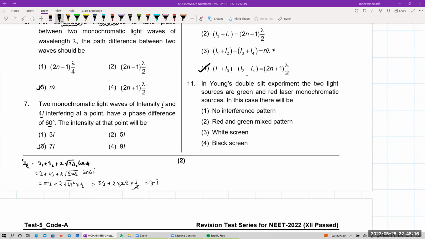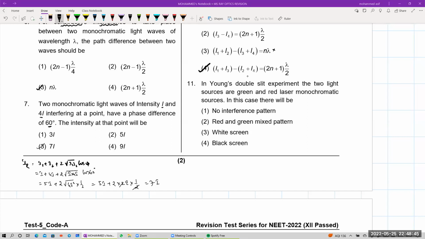In Young's double slit experiment, the two light sources are green and red, isn't it? So in Young's double slit experiment, the two light sources are green and red laser monochromatic sources. In this case, there will be no interference pattern, red and green mixed, white screen, black screen. See, the sources are coherent, beta, coherent sources, but of different wavelength. So the result is there is no interference. So there is no interference pattern at all.